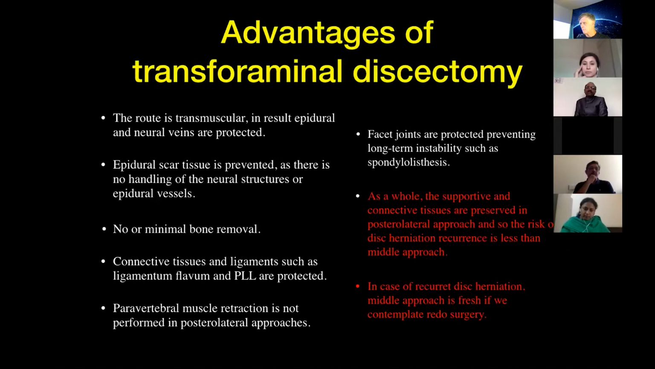So what are the advantages of this transforaminal discectomy? This route is transmuscular. As a result, epidural and neural veins are protected. Epidural scar tissue is prevented as there is no handling of the neural structures or the epidural vessels. There is no or minimal bone removal. The connective tissues and ligaments such as ligamentum flavum and PLL are protected. Paravertebral muscle retraction is not performed in this approach.